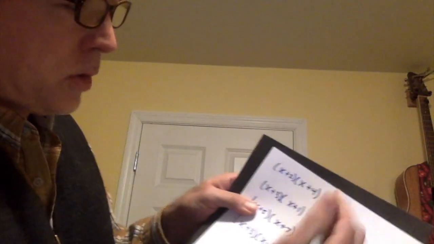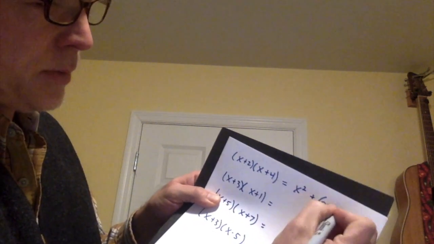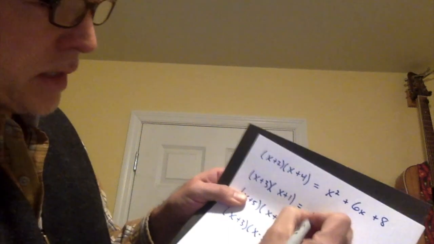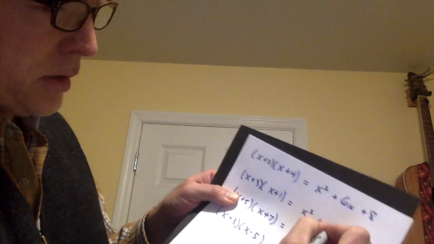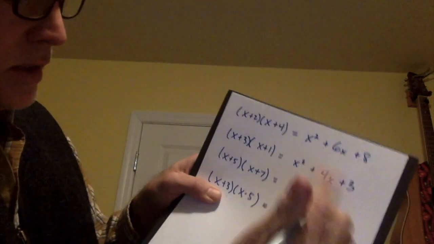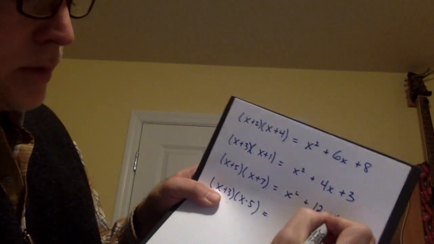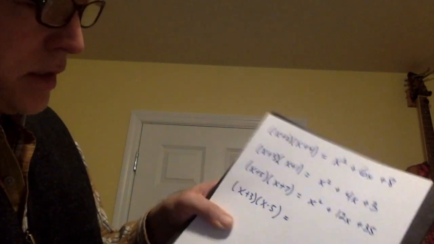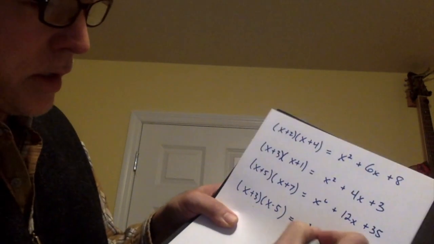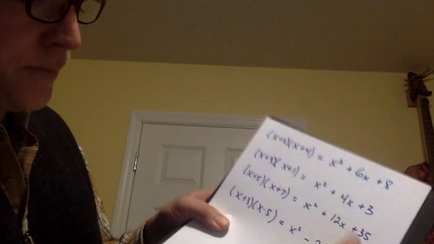Okay, so hopefully you got that this is x squared plus 6x plus 8. And this is x squared plus 4x plus 3. And this is x squared plus 12x plus 35. And this is x squared minus 2x minus 15.